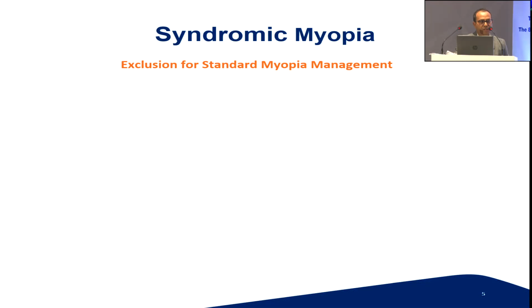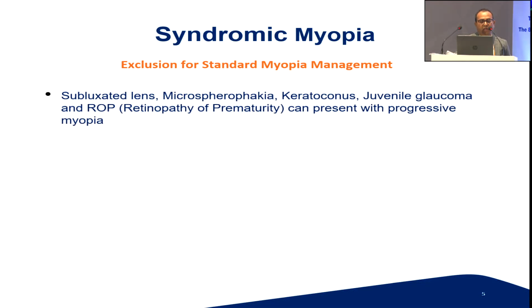What we need to exclude from standard myopia management, as we can look at here: if the lens is subluxated, or microspherophakia, where usually the lens thickness is more than 4 mm, that could be the primary contributor to your myopia. Keratoconus is usually associated with irregular astigmatism. Juvenile glaucoma and ROP babies are all sometimes associated with progressive myopia. So careful anterior segment examination should rule out all these cases.